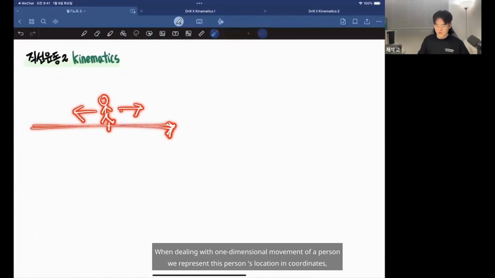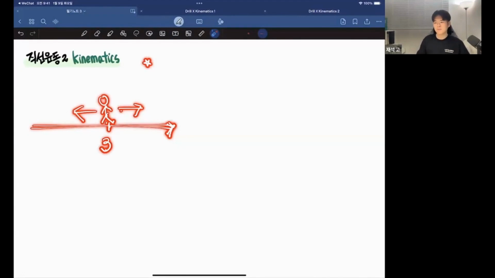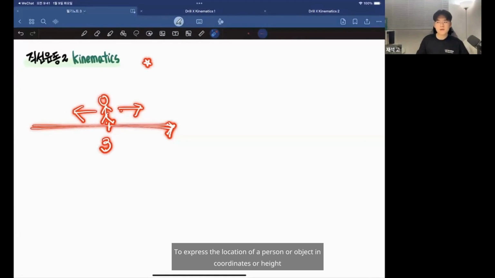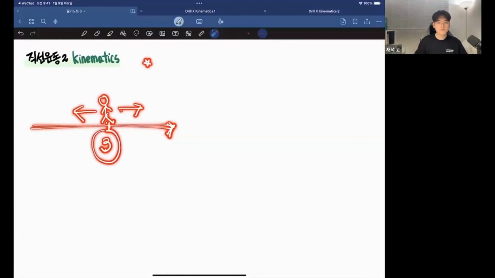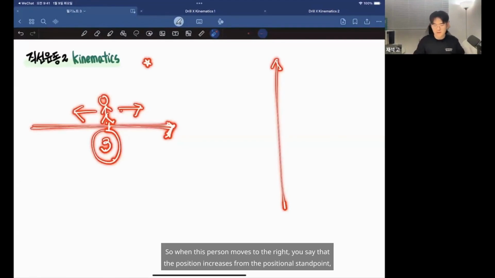When dealing with one-dimensional movement of a person, we represent this person's location in coordinates, right? We represent this person's position using coordinates. If you solved problem number 4 when you did your homework, you would know. To express the location of a person or object, coordinates or height both represent position. When you represent height, you're looking up and down, and coordinates represent movement from side to side.